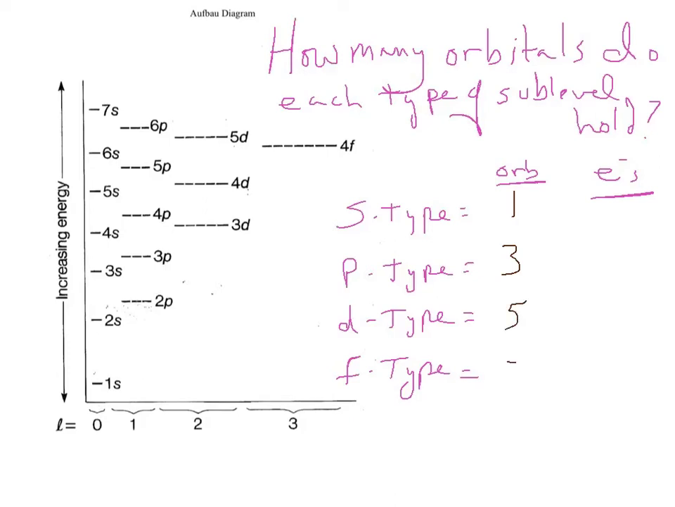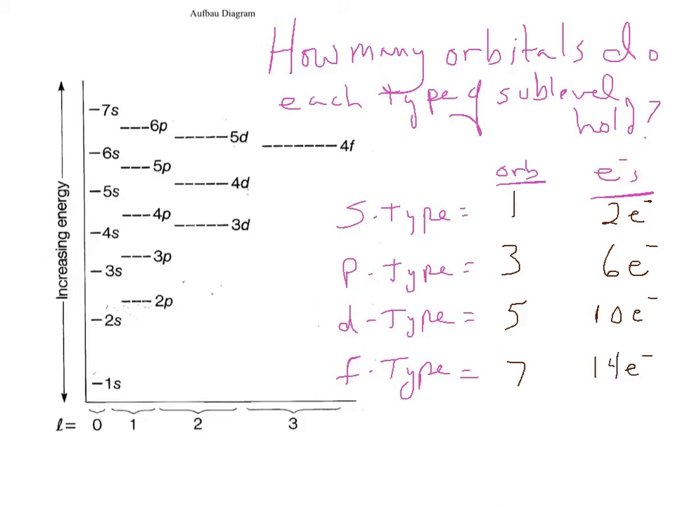And in the F, I see 7. Now, if each orbital can at most hold 2 electrons, how many electrons can an S sublevel hold? That's right, 2 electrons. A p-type can hold 6 electrons before it's filled. D is 10 electrons, and F is 14 electrons.